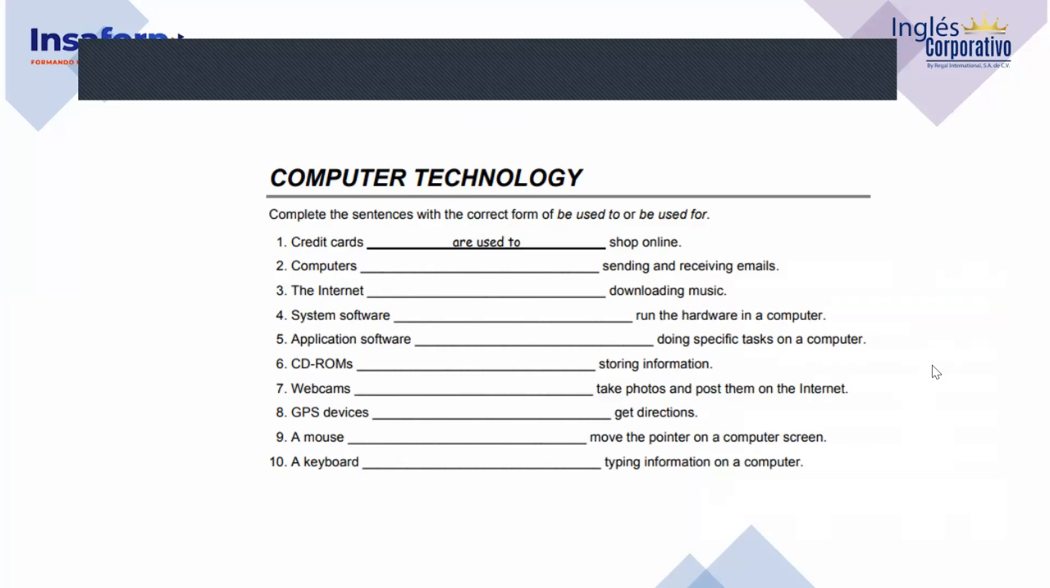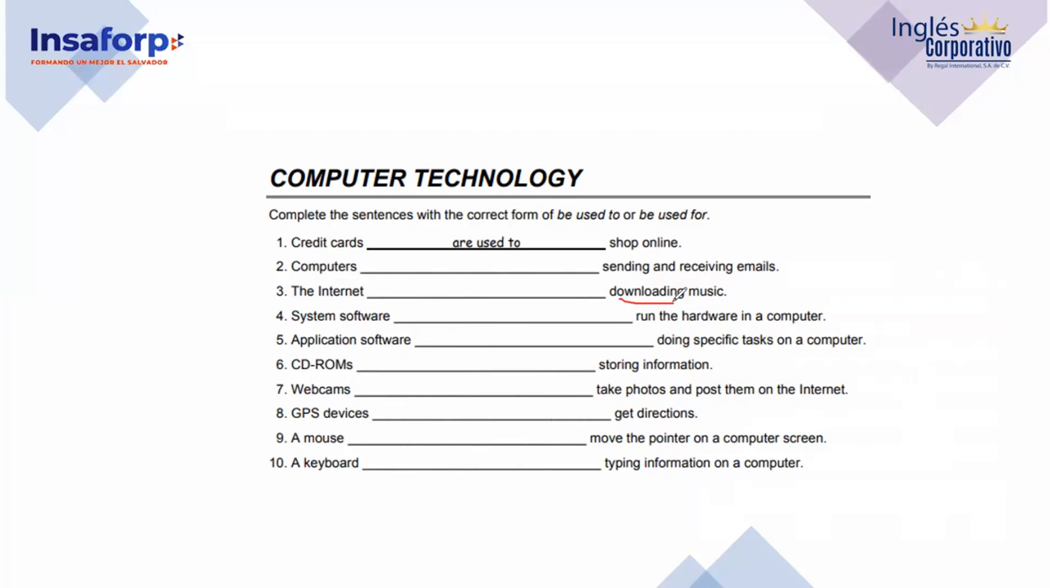Number three, the internet are used for downloading music. Why "are"? Okay, relax. Let her finish. Thank you so much. The internet is used to downloading music. Just look at the verb. Look at the verb here.